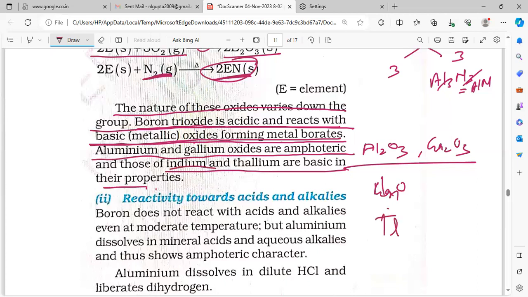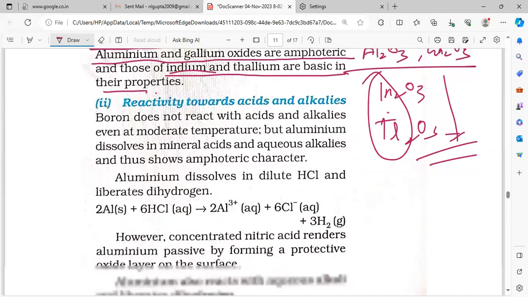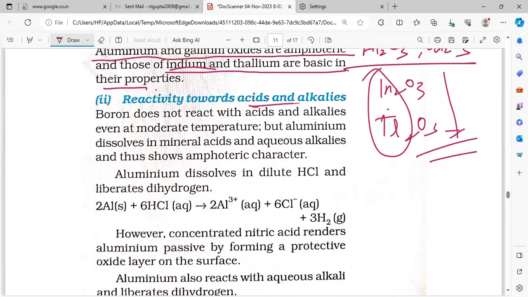So these oxides, In2O3 and so on, are basic because metallic oxides are strong. Down the group metallic character increases, so this becomes basic. The amphoteric ones are reactive towards acid and alkalis.